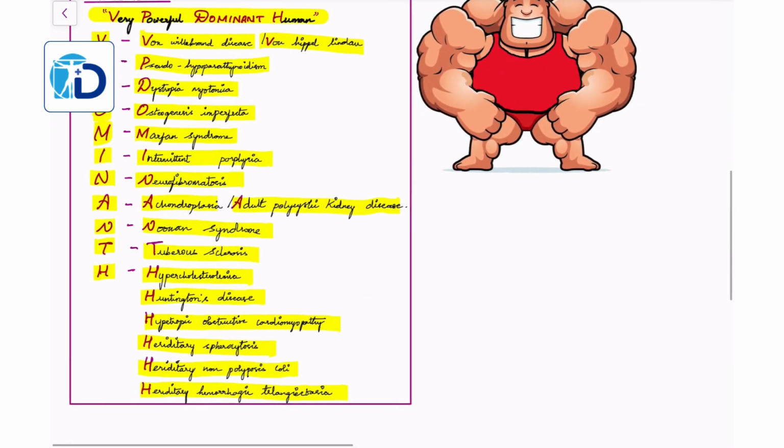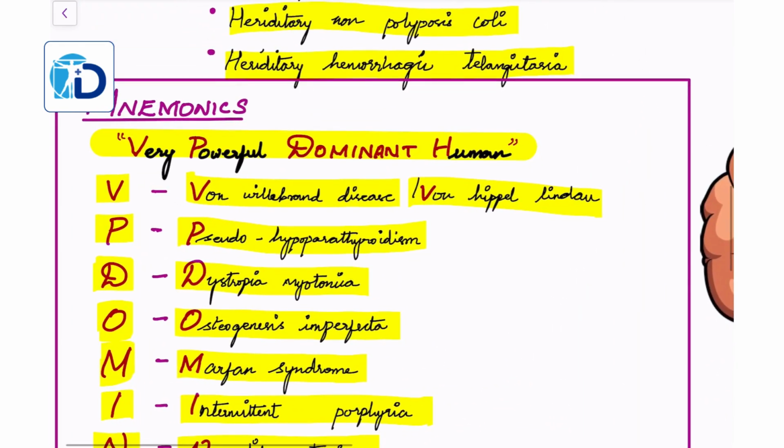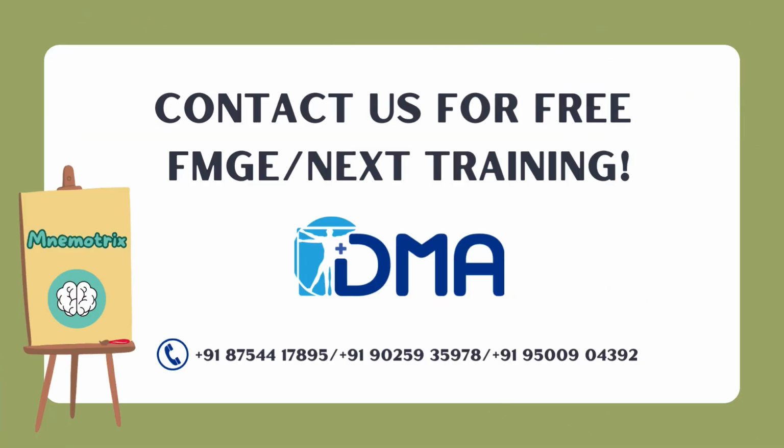So from the line very powerful dominant human, we can remember the list of all autosomal dominant disorders. Wow.